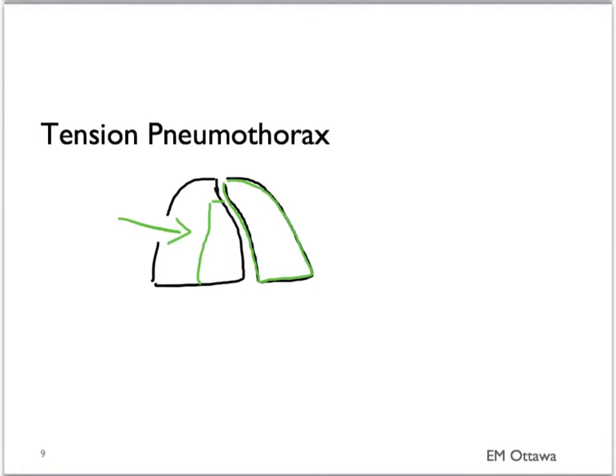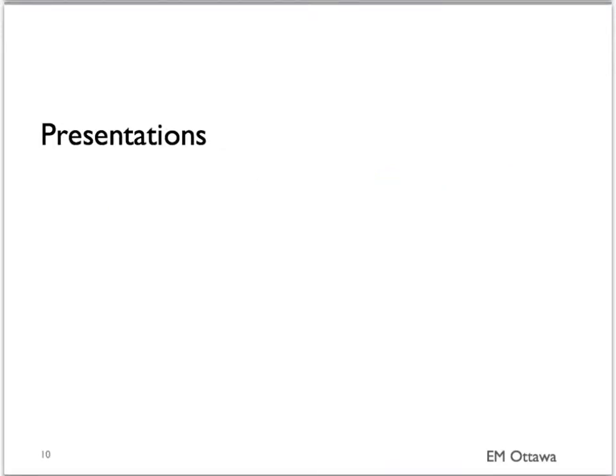Tension pneumothorax is usually seen in traumatic pneumothorax, since in those settings it's more likely to see the one-way valve effect pushing air into that space. Let's move on to presentations of pneumothorax.